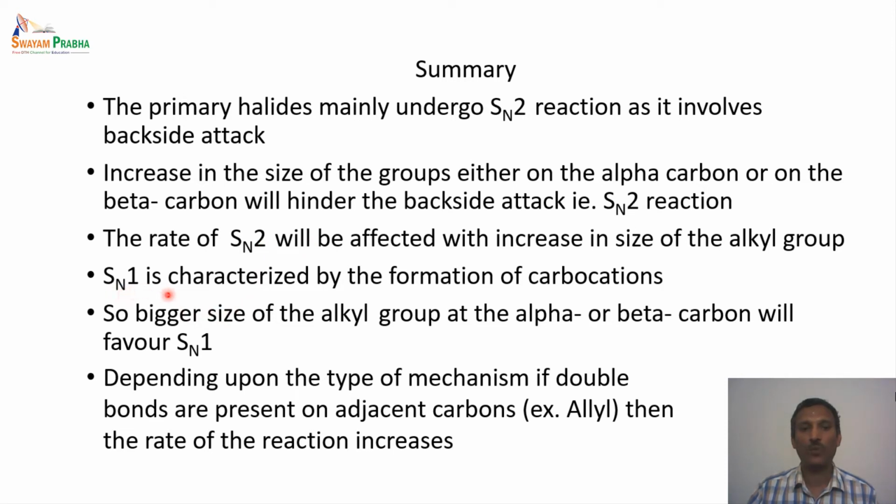In the case of SN1, it is basically characterized by the formation of carbocations. So, a bigger size of the alkyl group at the alpha or beta carbon will generally favor SN1 reactions. And finally, depending on the type of the mechanism, if double bonds are present adjacent to the carbon, like allyl groups, then the rate of the reaction increases.